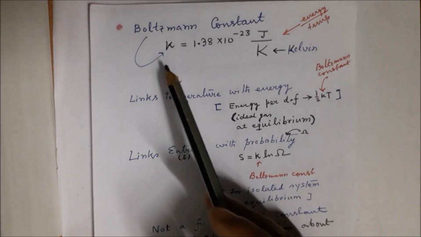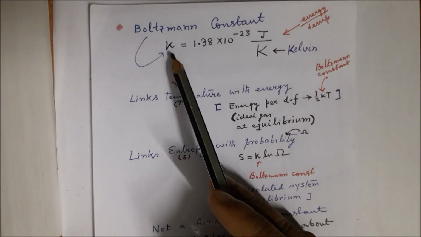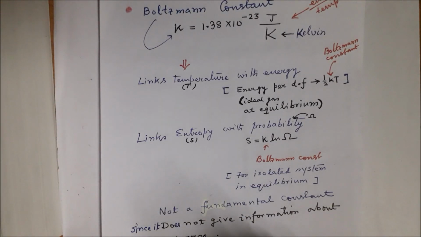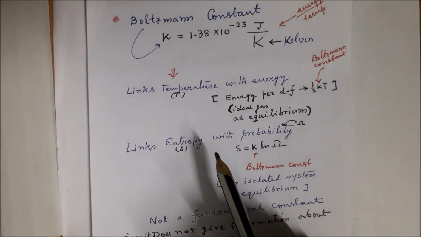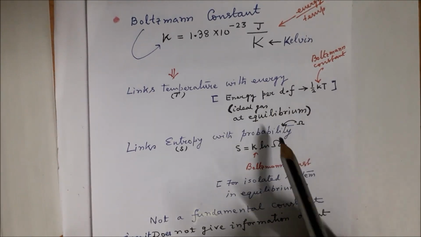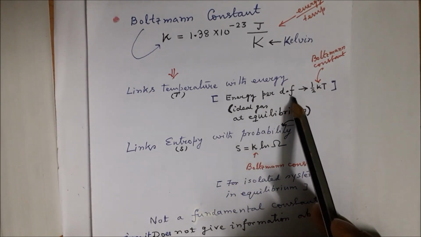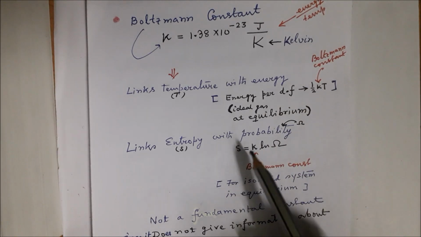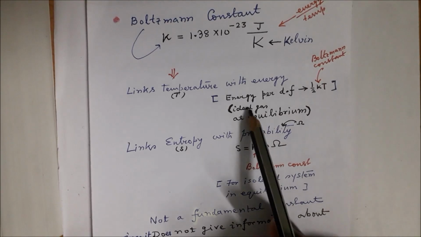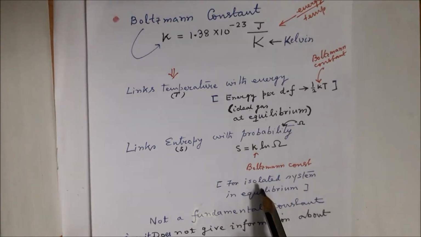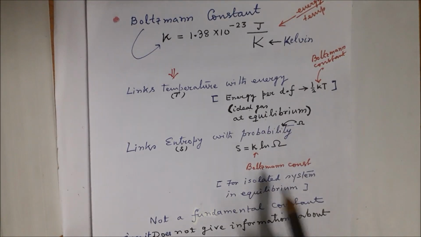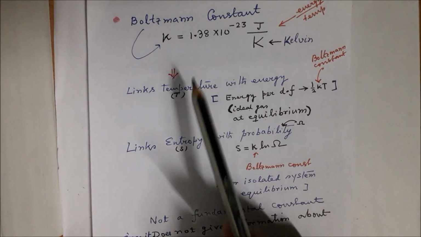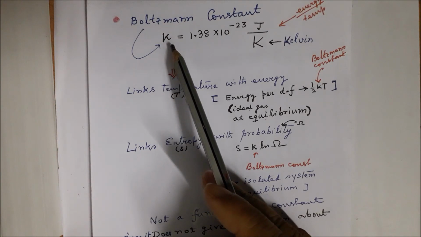Now again, this Boltzmann constant also does not give information about universe, and as we see in these equations of energy per degree of freedom is half kT and S equal to k ln omega, there are certain conditions for its validity. Ideal gas at equilibrium, here isolated system, equilibrium. So certain things have to be specified when we work with Boltzmann constant.